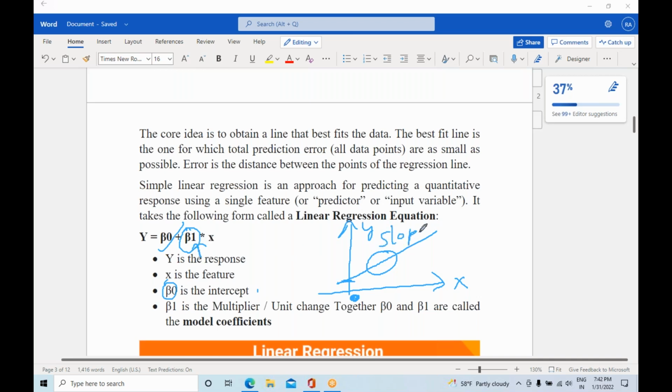You can call it a slope, or your beta 1 value, or you can say it's m. Usually the format is y equal to mx plus c. Here m is nothing but beta 1 and c is nothing but beta naught, the intercept and the coefficient. You can say beta 1 is a multiplier: for a unit change in x, the change in y is represented by the slope. These are the names used in the linear regression equation. Is it clear, or is there any other question regarding this?